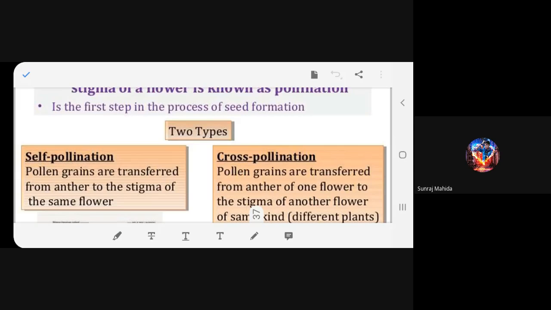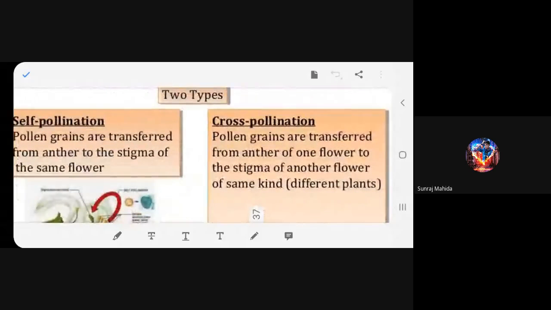Two types: self-pollination, where pollen grains are transferred from anther to the stigma of the same flower. Cross-pollination: the pollen grains are transferred from anther of one flower to the stigma of another flower of the same kind, on different plants. You understood? So self-pollination is the same plant, same flower. Cross-pollination is different plants and different flowers. You understand?